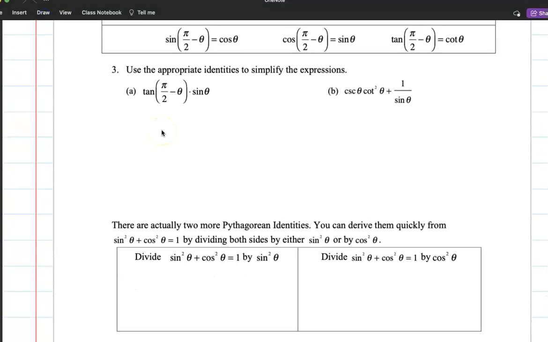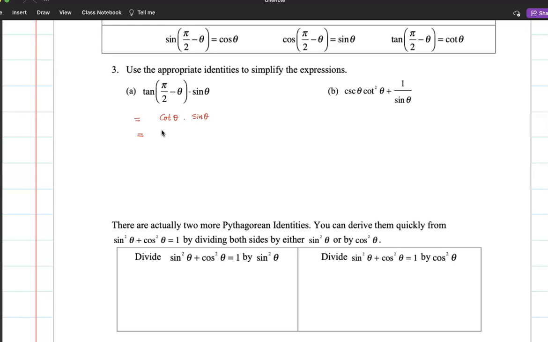Now, using appropriate identities, simplify the expression. So tan theta times cot theta into sine theta. Now, what's the cot theta? Remember, the basic building blocks of proteins are amino acids. So the basic building block of any trig function is sine and cos. If you don't know anything, convert everything into sine and cos.